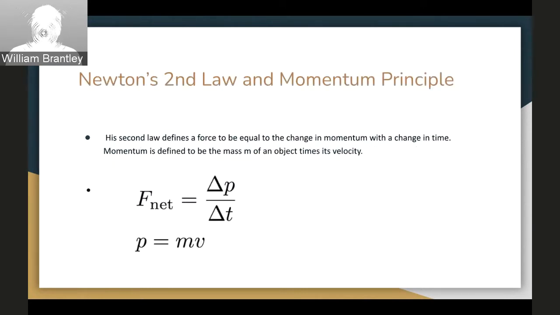So Newton's second law. His second law defines a force to be equal to the change of momentum with a change in time. Momentum is defined to be the mass m of an object times its velocity. So F net equals change in p over change in t, and then p equals mass times velocity.